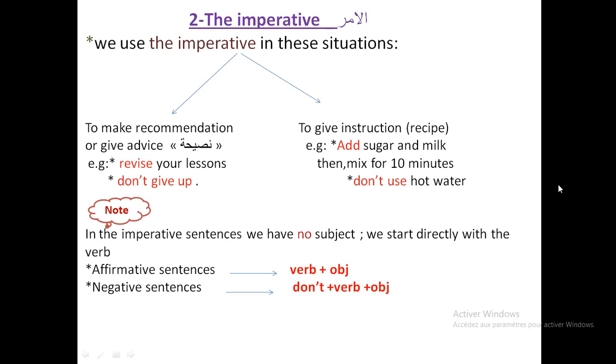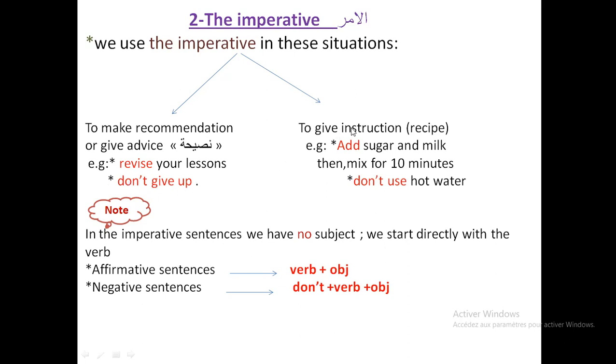The second lesson is the imperative, al-amr. So we use the imperative in two situations, as you can see. The first, to make a recommendation or give advice, إعطاء نصيحة. Example, revise your lessons, راجع دروسك. Don't give up, لا تستسلم.